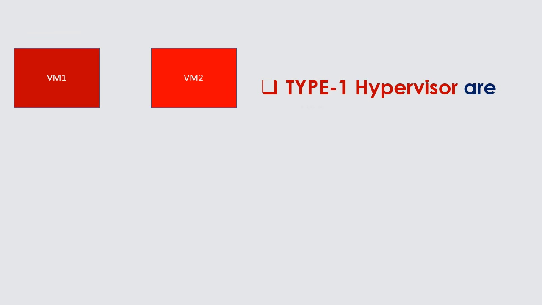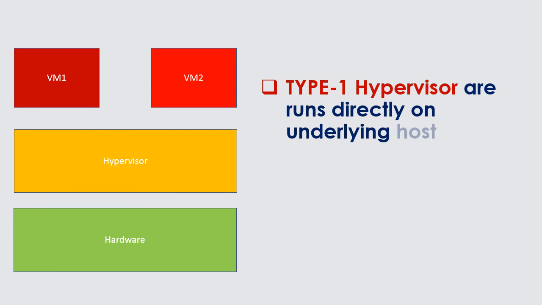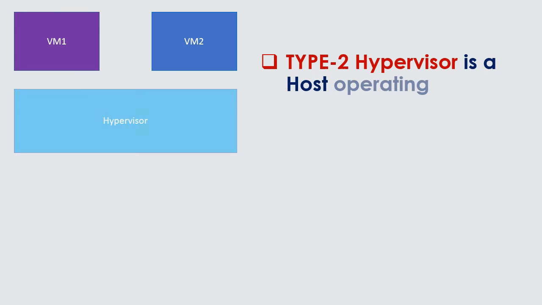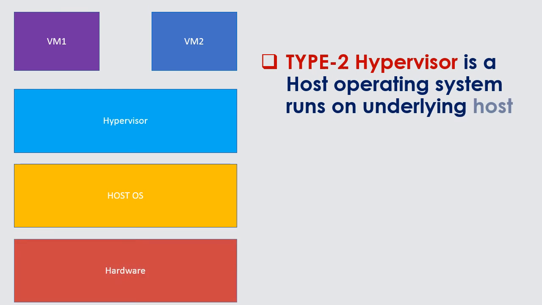Type 1 hypervisor runs directly on underlying host system. Type 2 hypervisor is a host operating system that runs on underlying host system.